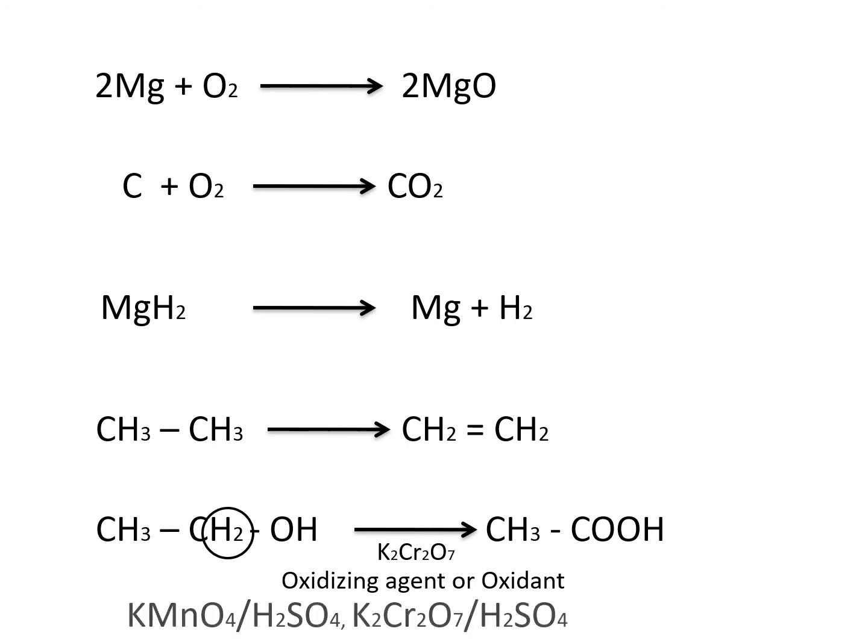We have many oxidizing agents like potassium permanganate and sulfuric acid. Similarly, potassium dichromate and sulfuric acid. So these are called oxidizing agents because they provide oxygen for the oxidation reaction. If you look at the screen, in the first two examples oxygen is gained, whereas in the remaining reactions hydrogen is lost. Even though hydrogen is lost or oxygen is gained, all of them come under oxidation reactions.